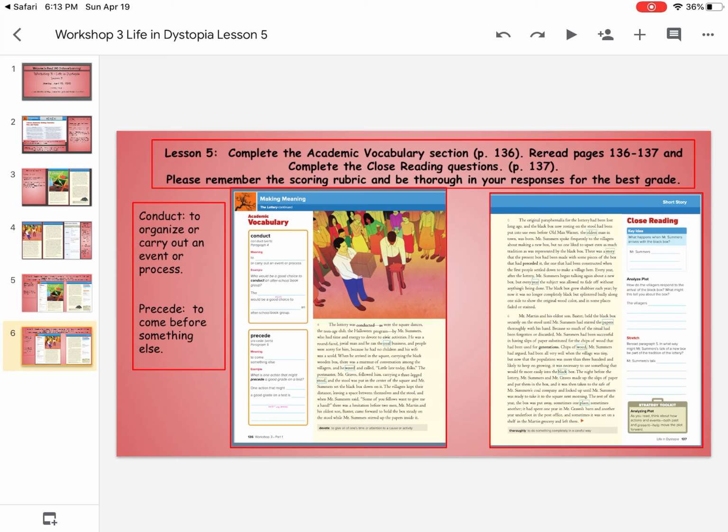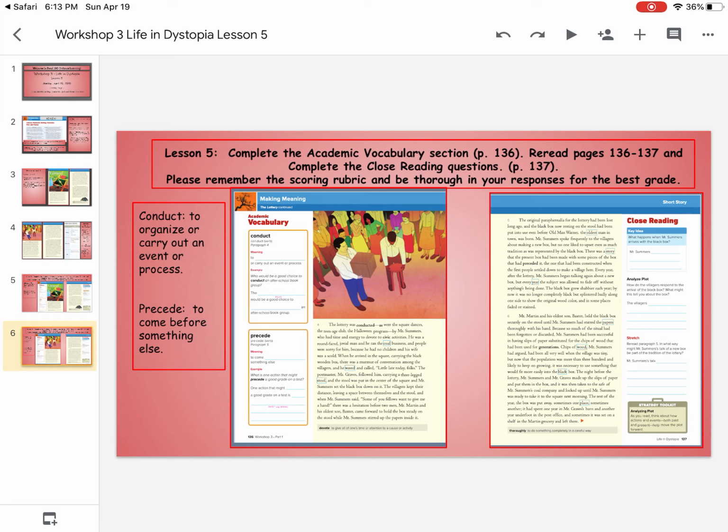Okay, now what we're going to have you do is look at page 137. Now we're going to be doing a little bit more of a close read on plot. Before we do that though, make sure you answer the key idea: what happens when Mr. Summers arrives with the black box? You're going to have to go back probably into paragraph 4 and reread that portion. Okay.